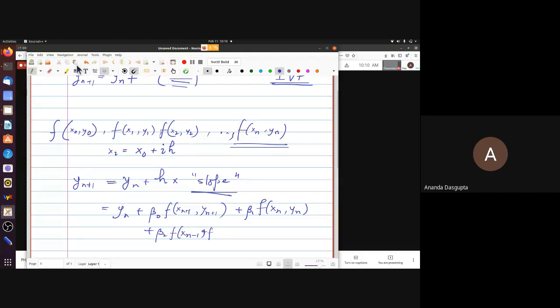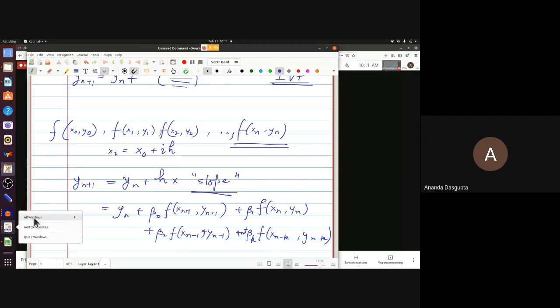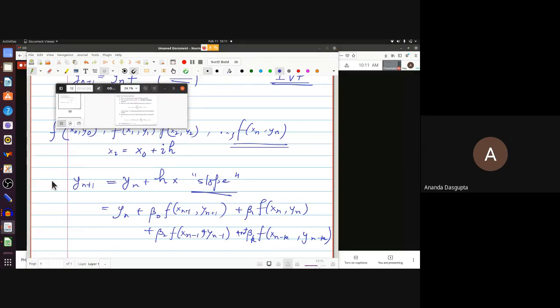Sorry. I think I have messed up the notation somewhat. Let me just check whether this was the same notation that I used last time.